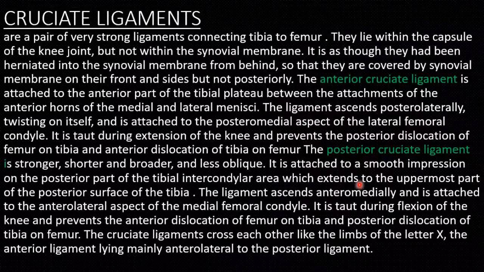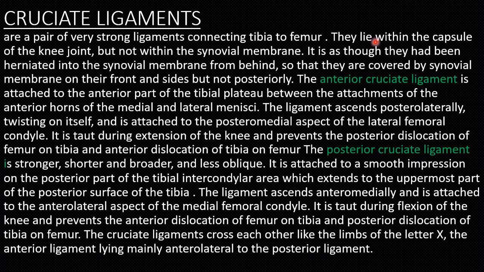Now, cruciate ligaments. Even if you forget the other ligaments, please don't forget cruciate ligaments, which are two. We have anterior cruciate ligament, posterior cruciate ligaments. They are a pair of very strong ligaments which connect the tibia to femur. Now, they lie within the capsule of the knee joint. So they are intracapsular but extrasynovial. Please understand that statement.